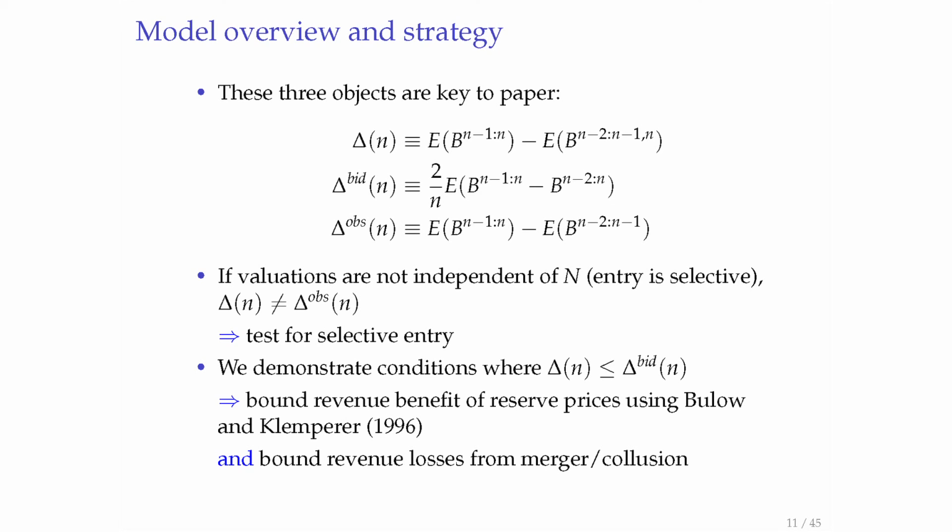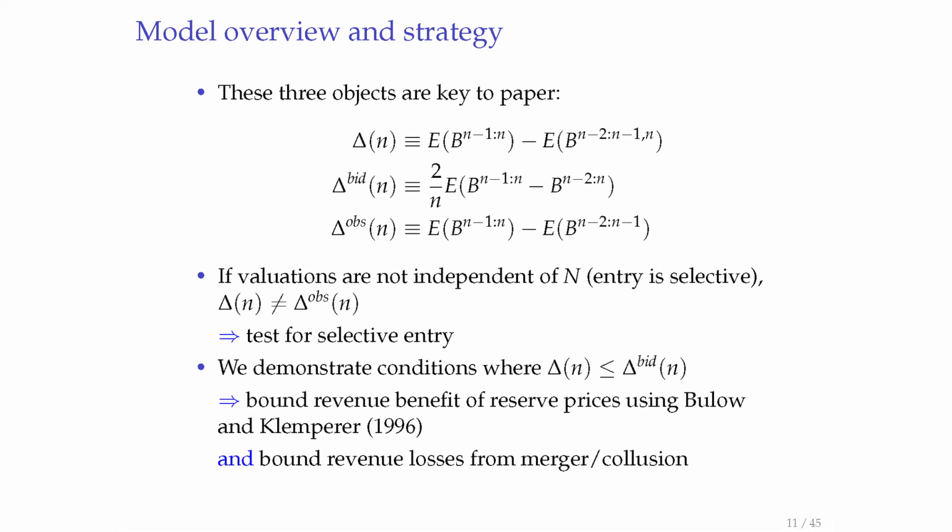So if entry is selective, then the bidder exclusion effect, delta of n, should not be equal to the observed difference in revenue between n bidder auctions and m-1 bidder auctions. So that gives us this nice test for selective entry, for whether we should model entry as being exogenous, the number of bidders in an auction as being exogenous.